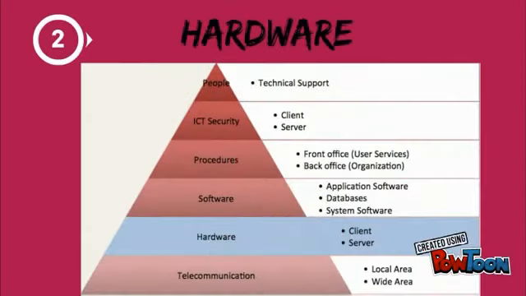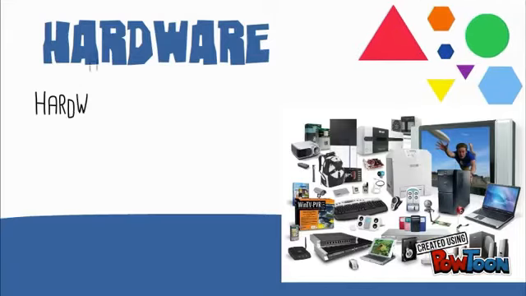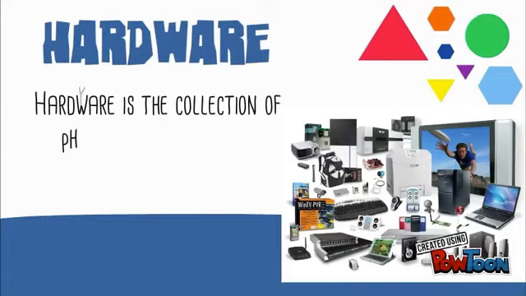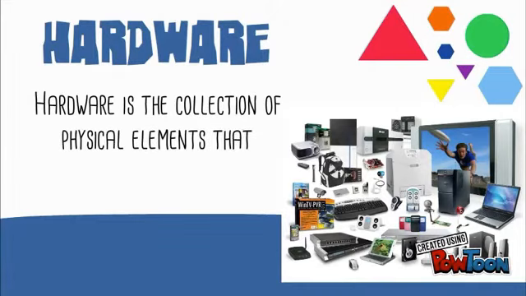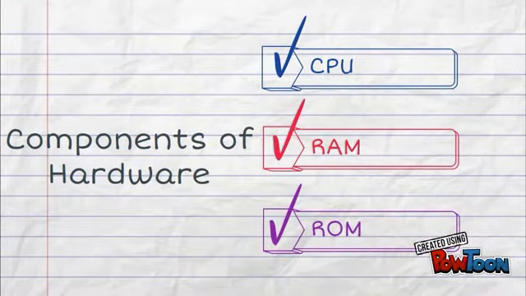Now we'll talk about the second component in the pyramid, which is hardware. What is hardware? Hardware is the collection of physical elements that comprise a computer system. CPU, RAM, and ROM are components of hardware.